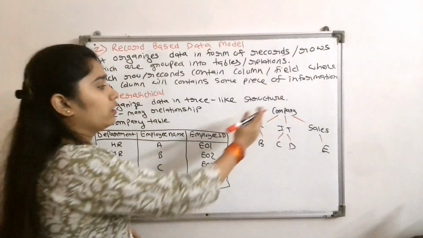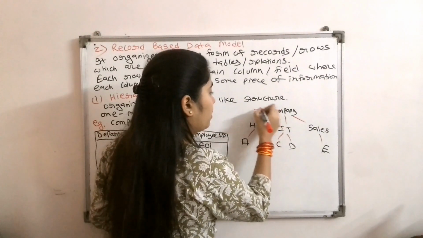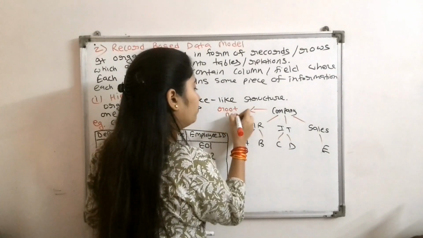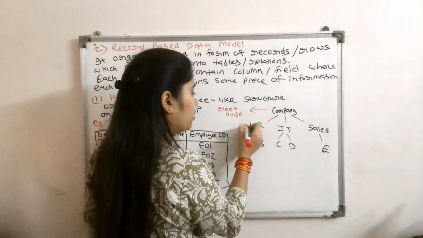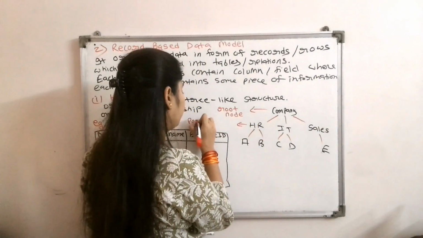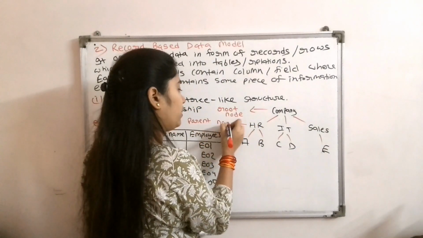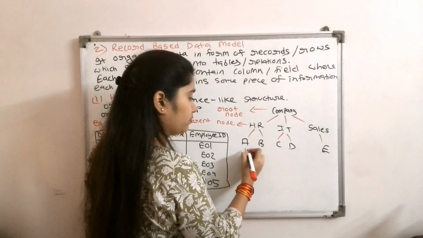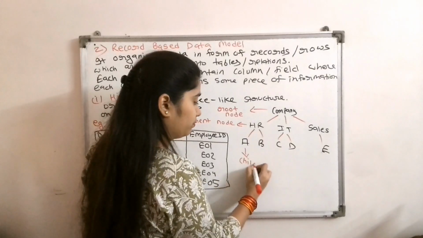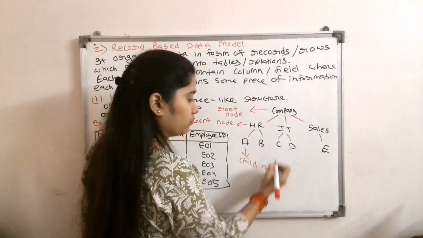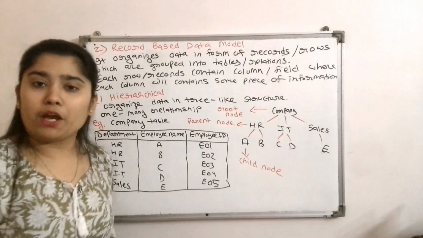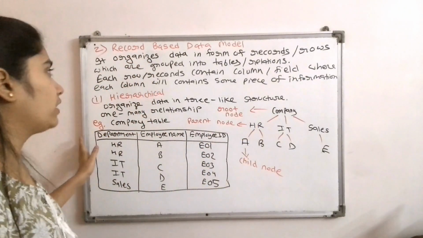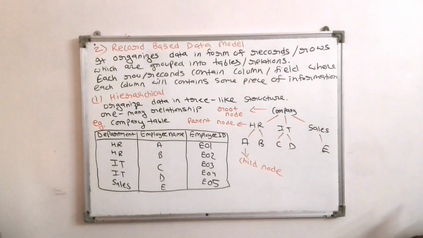One more thing, see, this is the company, so this is the root node. This is the parent node and this is the child node. Okay, clear? I hope you understand the hierarchical data model clearly. So if you want to take the screenshot, take it.